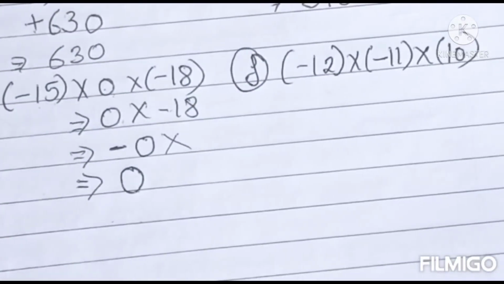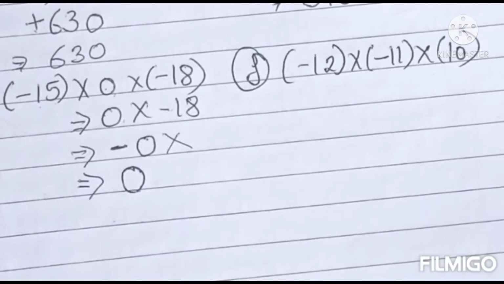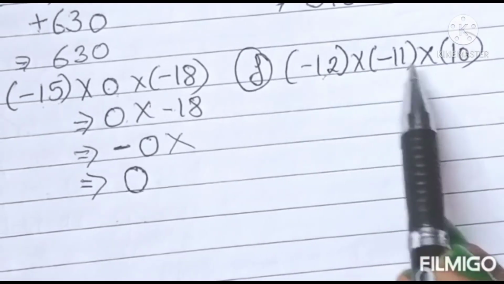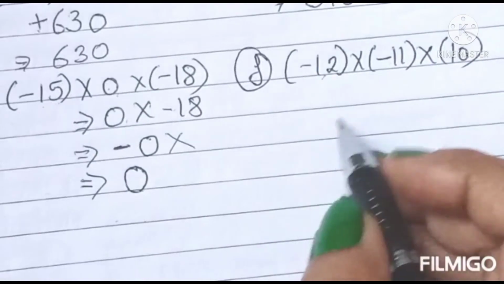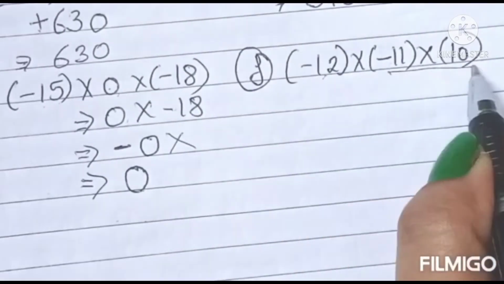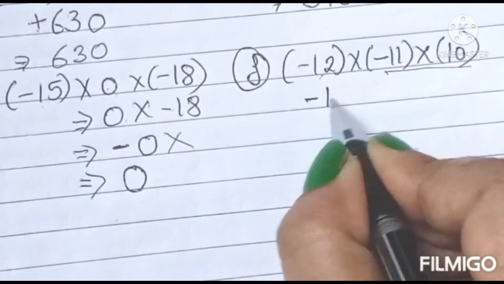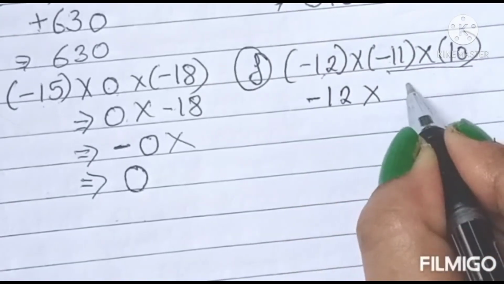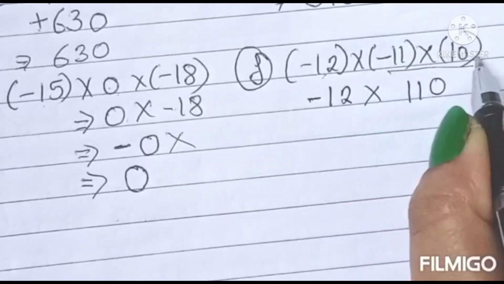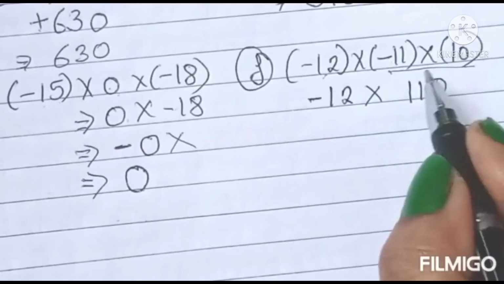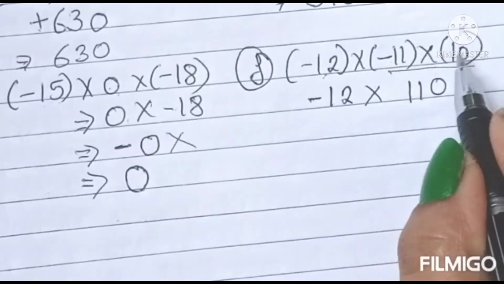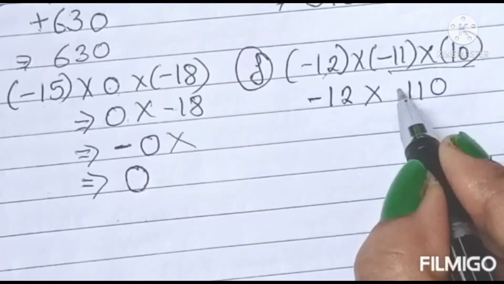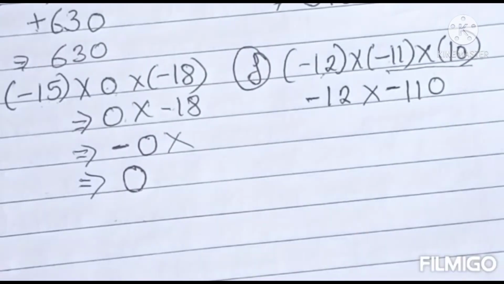Minus 12 into minus 11 into 10. So what we will do, here also three integers are given. So let us first multiply two integers, any two integers, either these two or these two. So with what will be easy? Let us multiply these two. Okay. So write minus 12 as it is, into 11 into 10 will be 110. 11 tens are 110, and minus minus, no, only one minus sign is given here. Minus sign is not given, only one minus is given, so it will be minus 110.